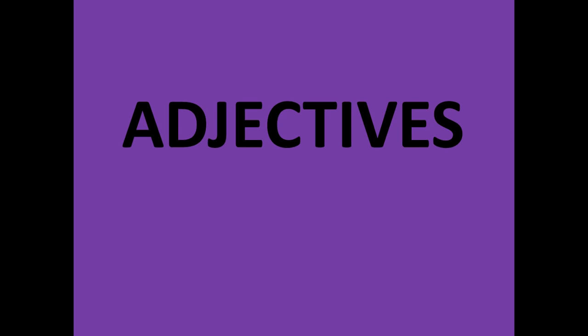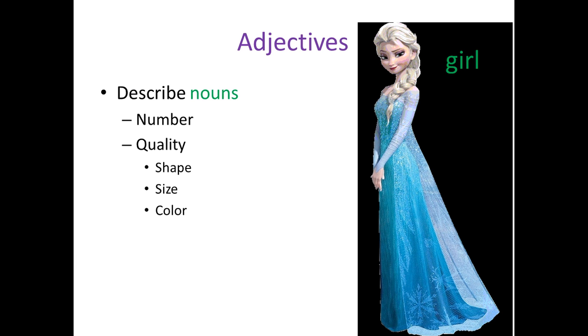Next, we're talking about adjectives. Adjectives are describing words. Adjectives describe nouns, people, places, and things. They can describe nouns by telling how many there are or what kind. It talks about the quality, the shape of the noun, the size of the noun, or the color of the noun. These are just some.